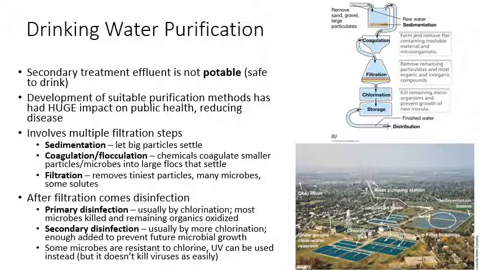You basically are just adding enough so that when the water leaves the purification plant, it still is chlorinated. That way, if it's going through the pipes and it picks up more microbes, the chlorine is going to kill them. You want to make sure there's enough chlorine left in that water to kill any microbes that are introduced to it in the future.